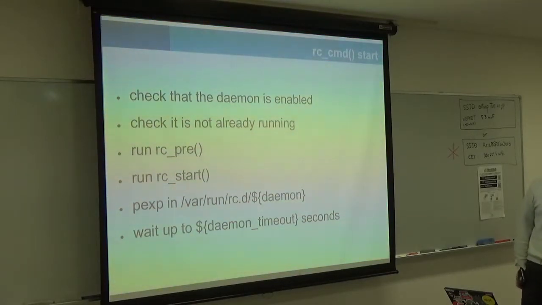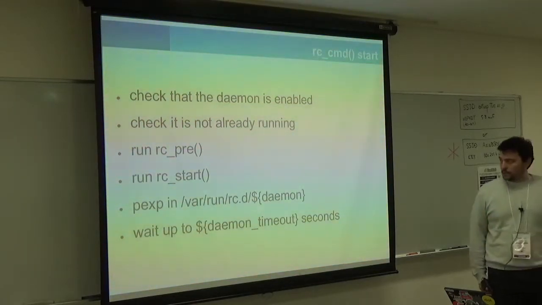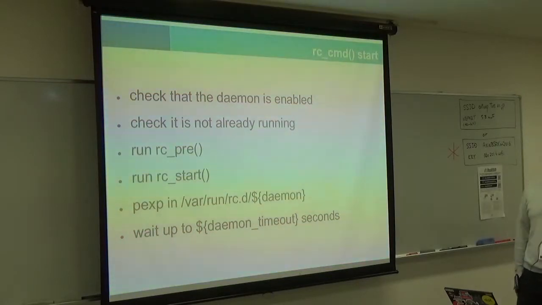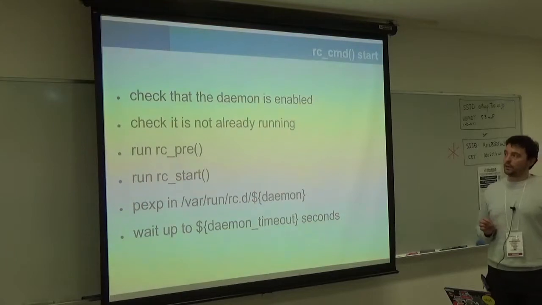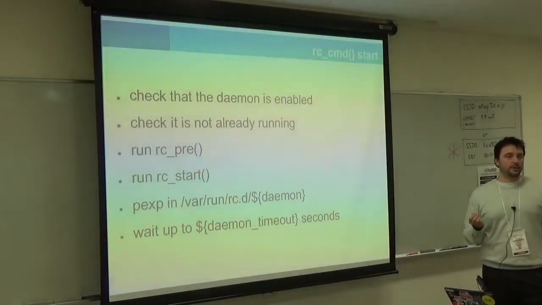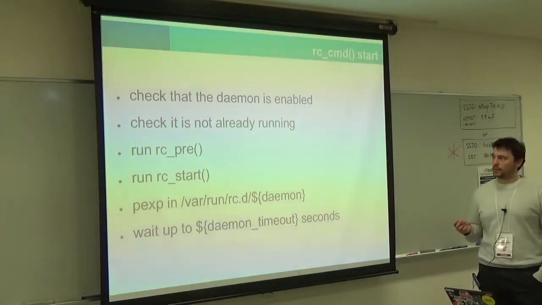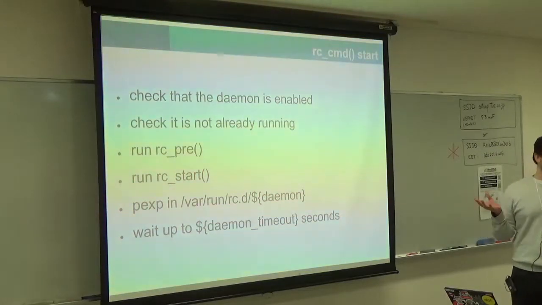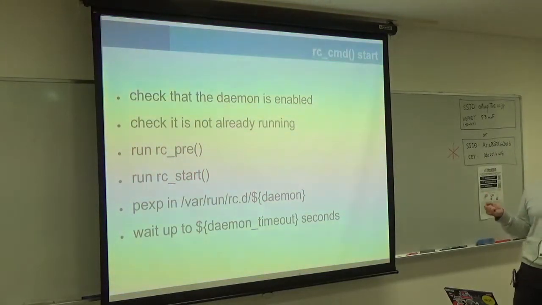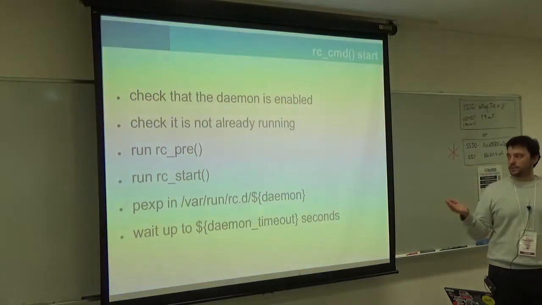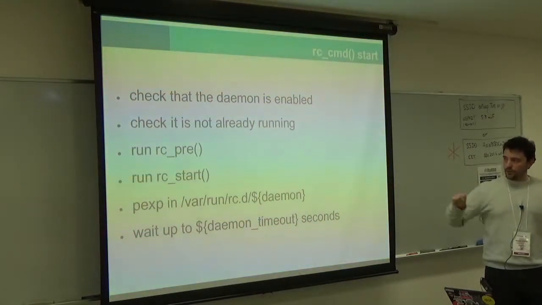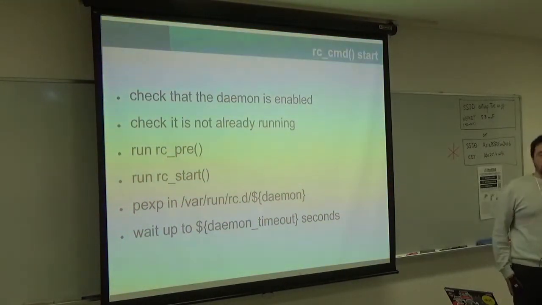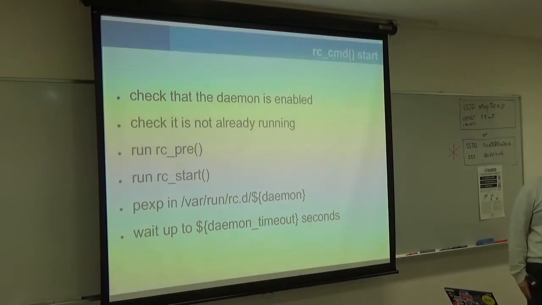So the argument is start. What does the start action exactly do? First, it will check that the daemon is enabled, which is basically looking at rc.conf and rc.conf.local. Then check if it's not already running, which means running rc_check. Then we'll run rc_pre, rc_start. And then it will store the PXP variable under the var/run/rc.d directory.